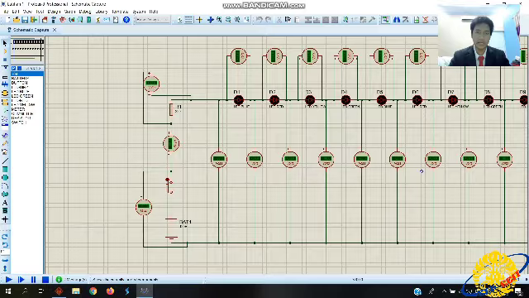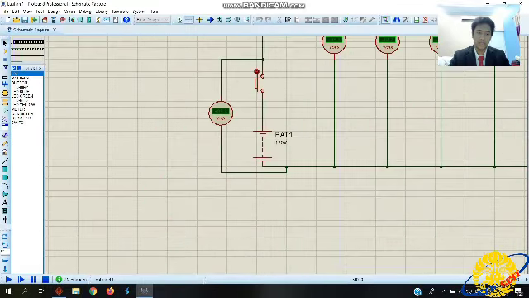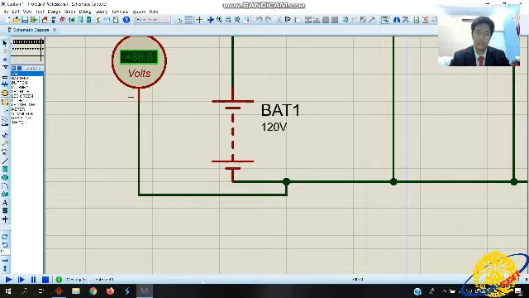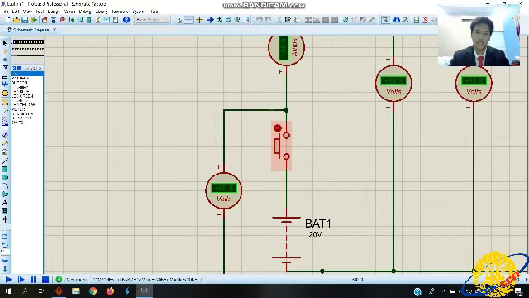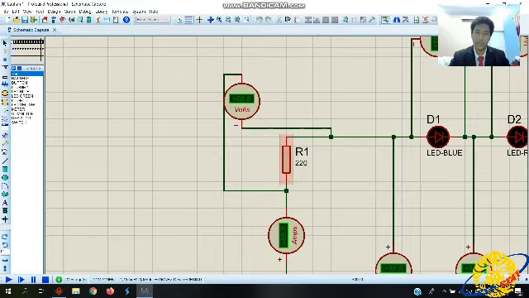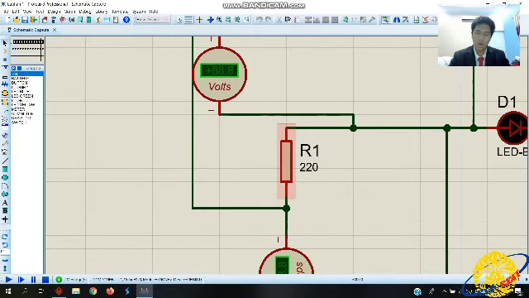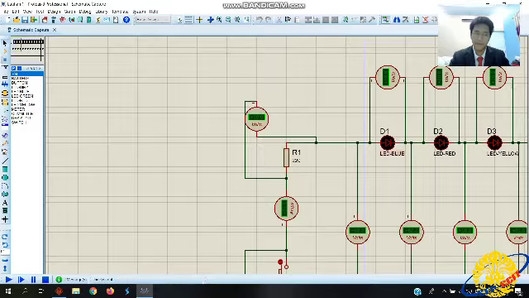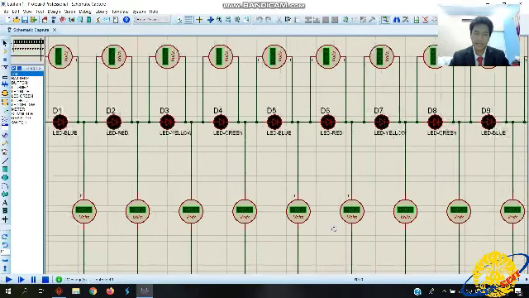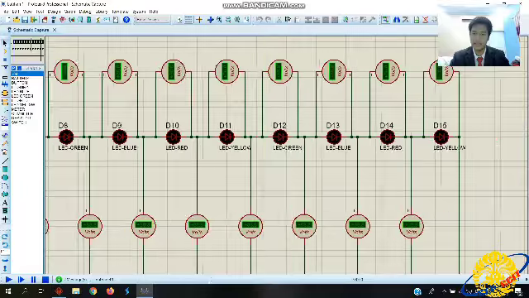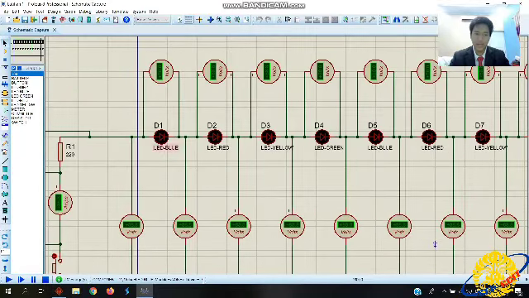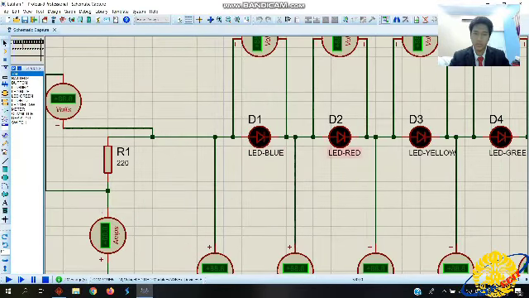This circuit is designed in series. Also, this circuit contains a 120 volt battery, a push button, a 220 ohm resistor, and 15 6 volt 80 milliampere LEDs, standard issue in multicolor. There is blue, red, yellow, and green.